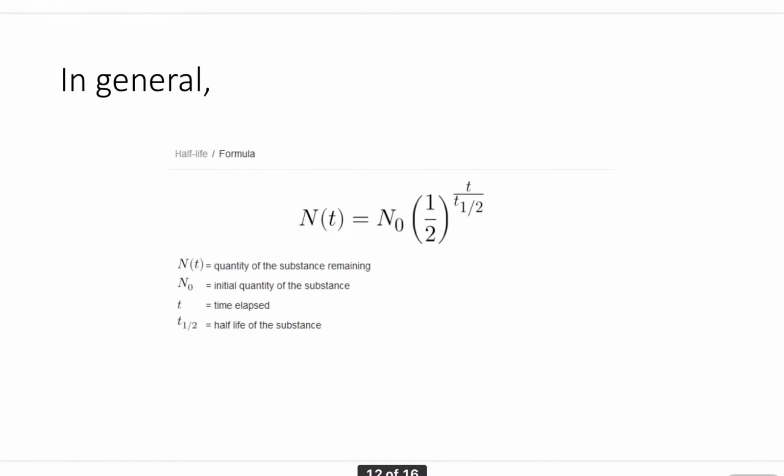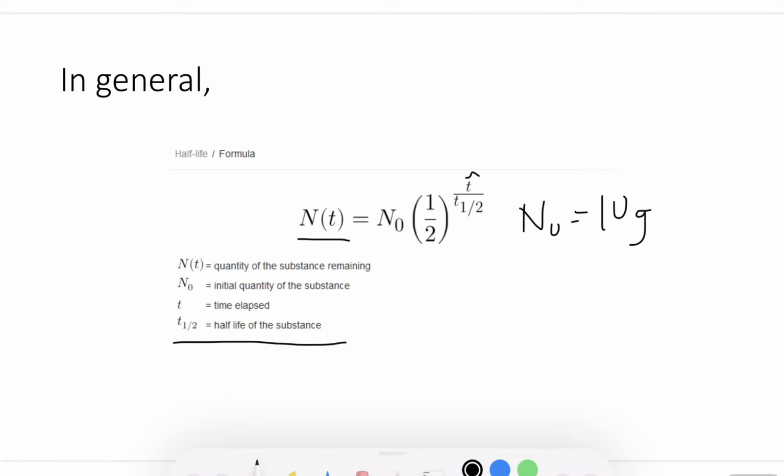Now, in general, we have this equation of the half-life. N of T is the quantity of the substance remaining. N sub 0 is the initial. 1/2, since every time it is halved, at time T elapsed, and the half-life of the substance is when half of the substance decays. So applying this from the previous example, take note that N sub 0 is 10 grams. And of course, its T sub 1/2 is 10 days, since it decays every 10 days.